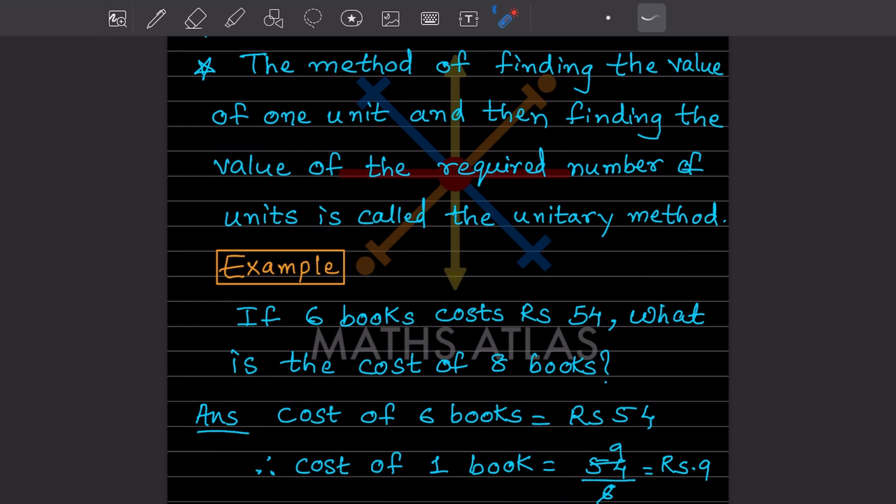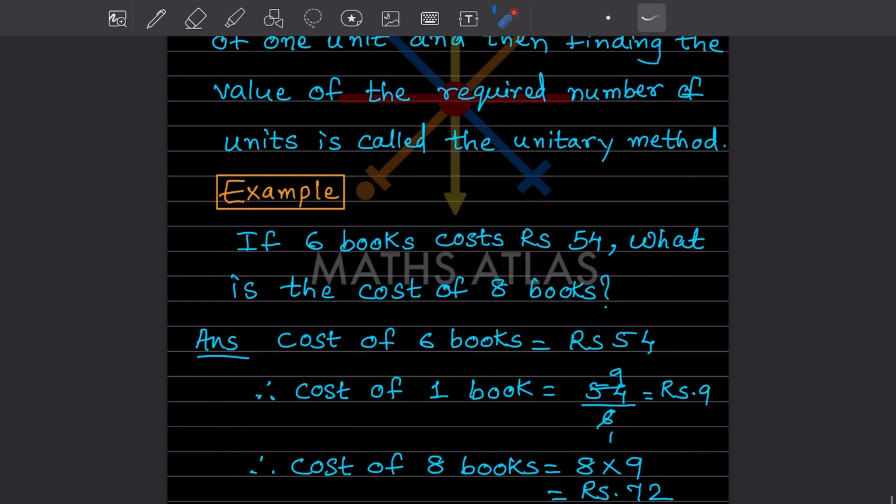Again and again, I'm repeating that. Okay, so now look at here, 54. At this cross, the two numbers, 1 into 54, means 54. And this 6 is going to go in the denominator. So 6 ones are and 6 nines are, so that is rupees 9. So the cost of 1 book is 9 rupees.